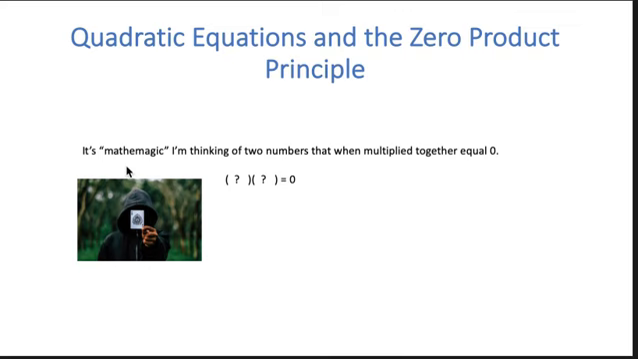So I'm thinking of 2 numbers, and when I multiply these 2 numbers together, I get 0. What can you tell me about these 2 numbers? So if these 2 numbers multiplied together give you 0, one of them has to be 0. We use that idea when we solve quadratic equations.